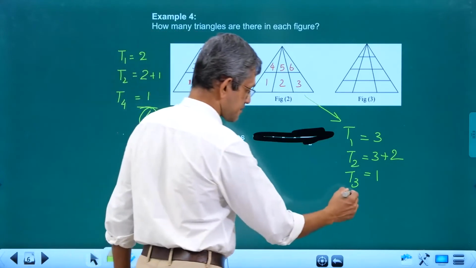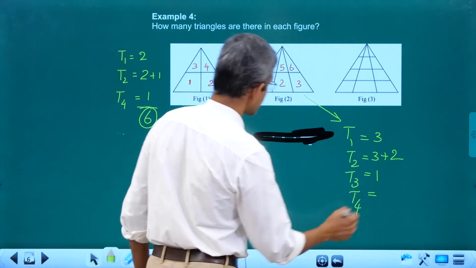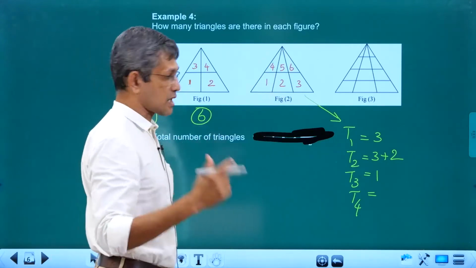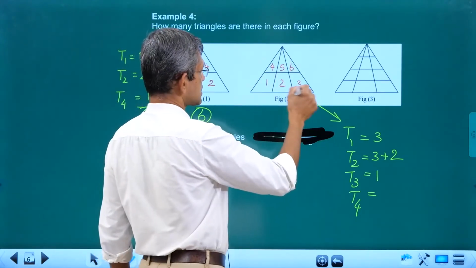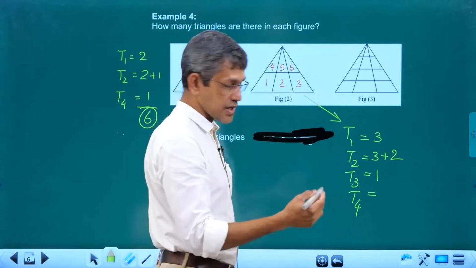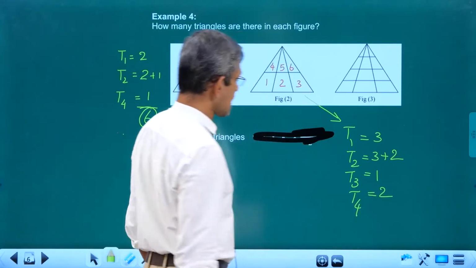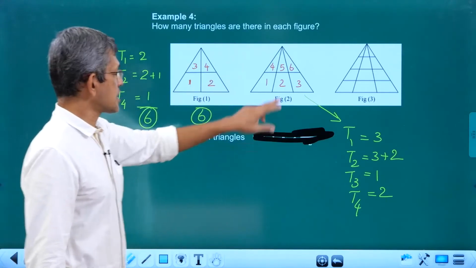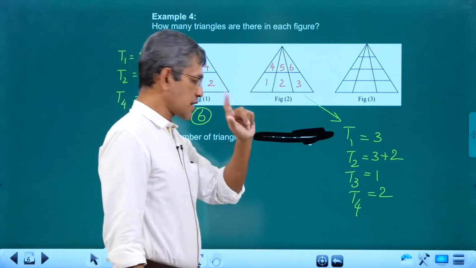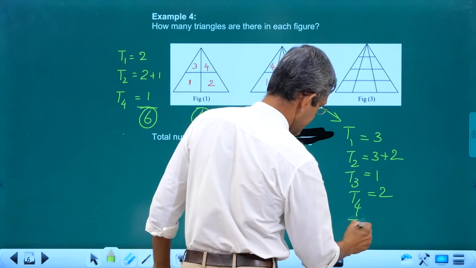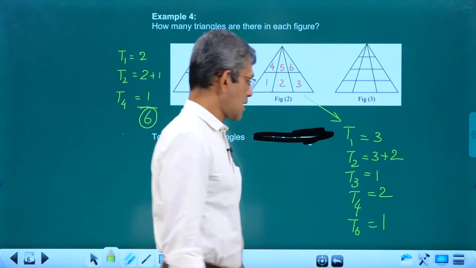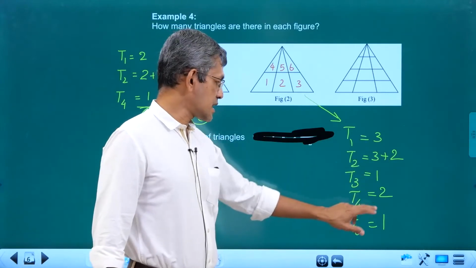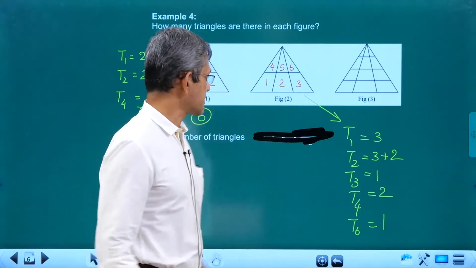And how about 4 pieces together? If you take 4, 5 and 1, 2, that's a triangle. Then 4, 5, 6 and 2, 3, that's another triangle, right? So 2 of them. And 5 pieces together, it's not possible. And 6 pieces together, that means all the 6 pieces together, we have 1 triangle. So T6 is 1. Well, ultimately, 3 plus 2 is 5, 5 plus 3 is 8, 10, 12. We have 12.